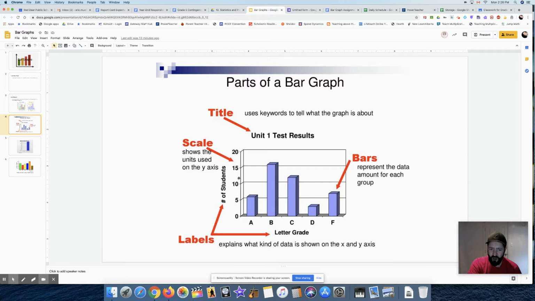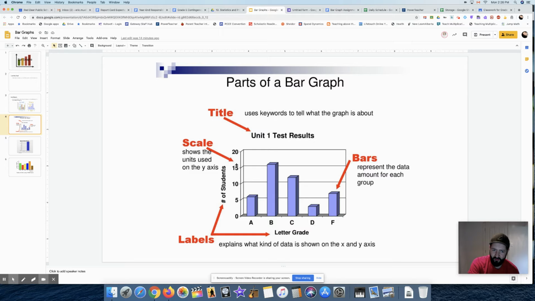Up the left-hand side here, this is called the y-axis, and up the y-axis, you should have a scale. And the scale would most often be numbers. So in this case, it's the number of students that got a certain test result, right? Because that's what this graph is.